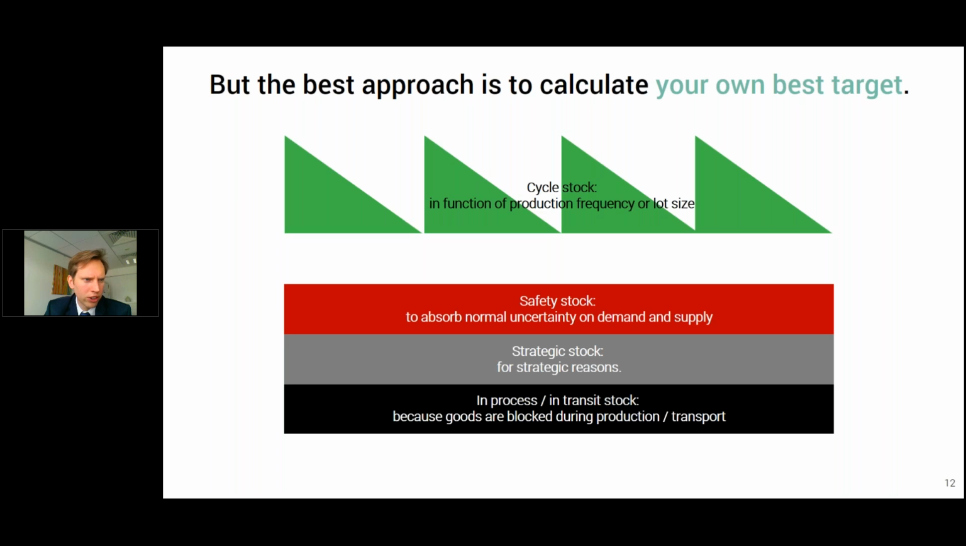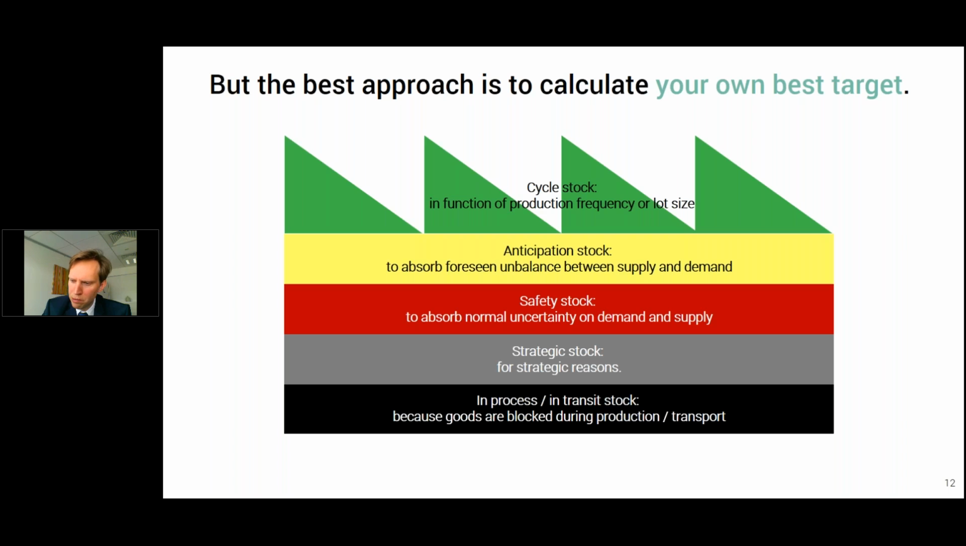Safety stocks are the stocks that you keep to absorb what I call here normal uncertainty on demand or supply. So it's a part of the inventory that you use as a buffer, that you keep as a buffer. I will come back to that. You can calculate it quite easily if you know the uncertainties you're facing. And then the last part, number five, is anticipation stock.